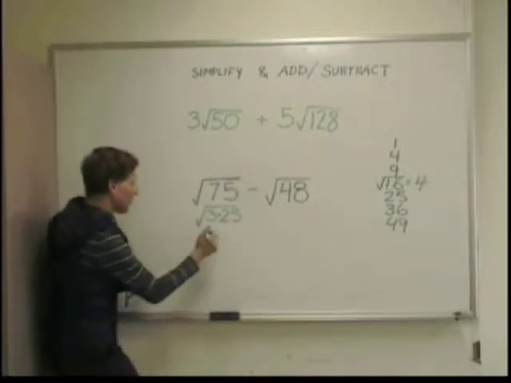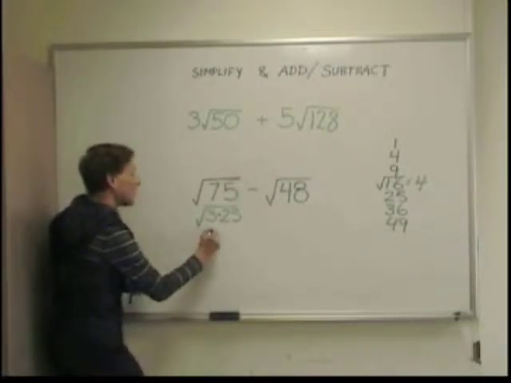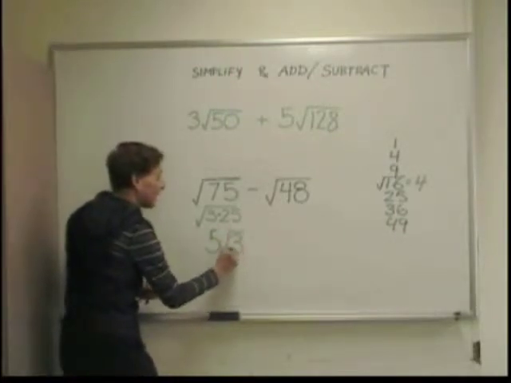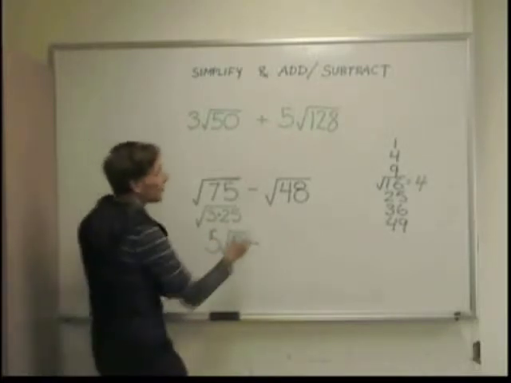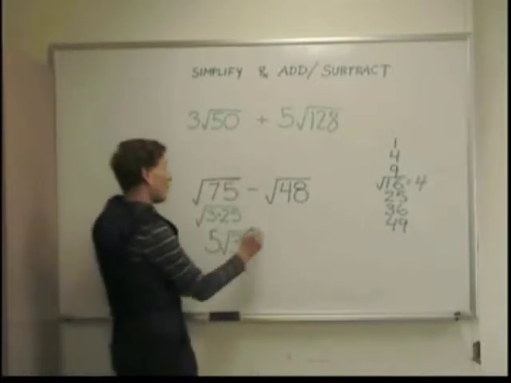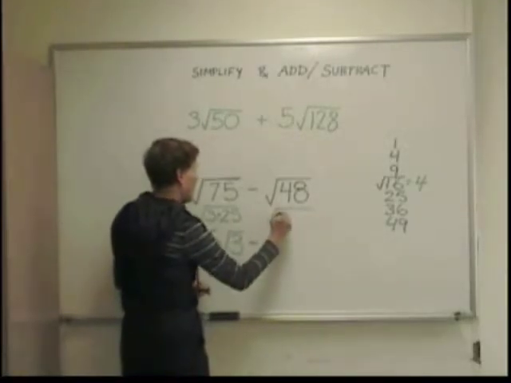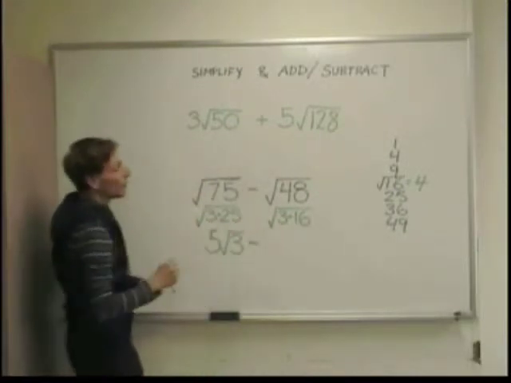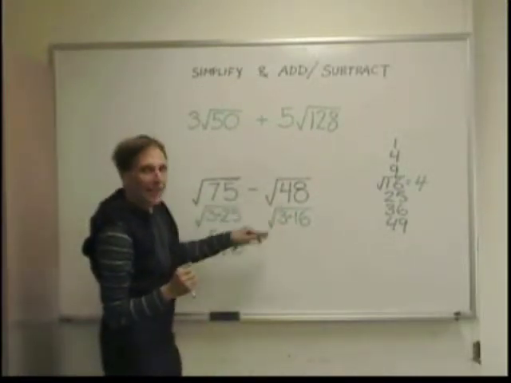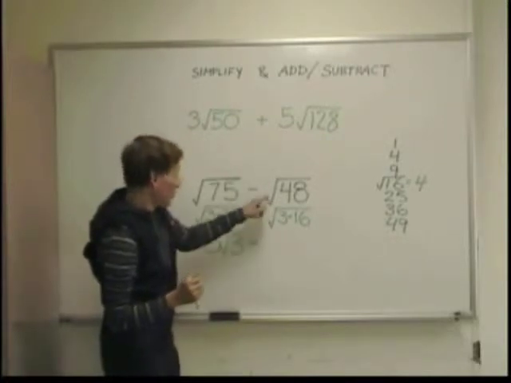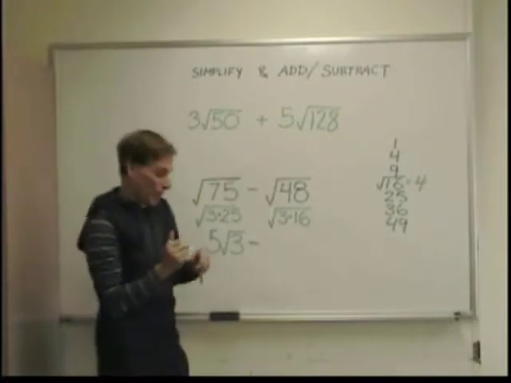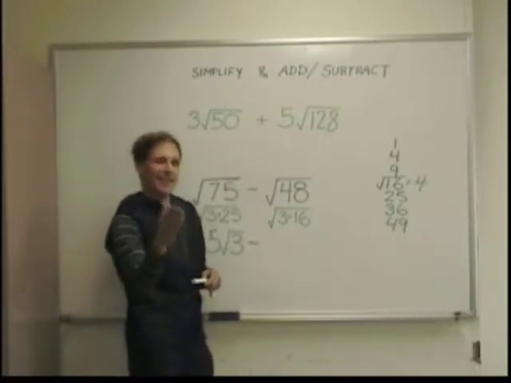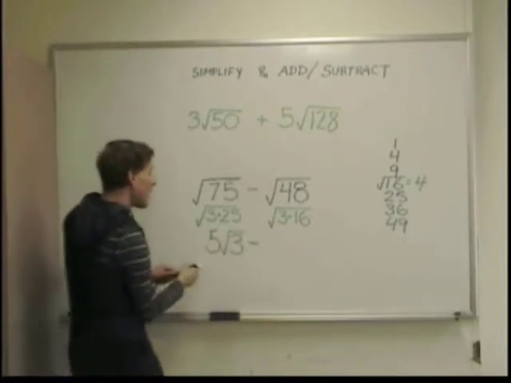The 25 is a perfect square. It comes out of the radical as 5. The 3 is not, so it stays in. Bring down my sign, and I'll do the same to the other side here. 48 is 3 times 16. You look for the highest perfect square number that can go into that square rooted number. The radical of 48, the highest perfect square that goes into 48 is 16. 16 times 3, and look what happens.